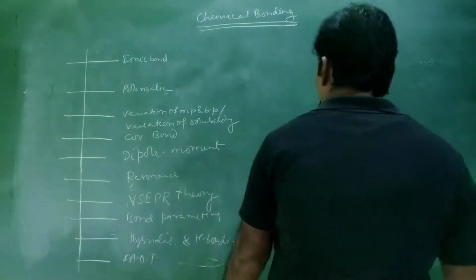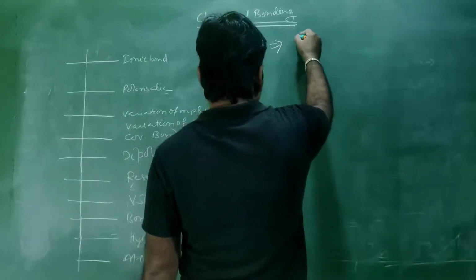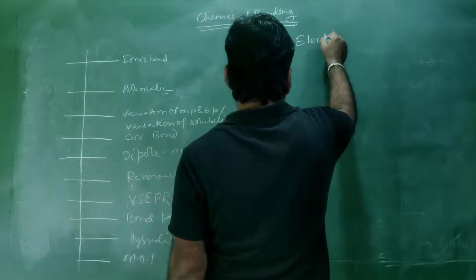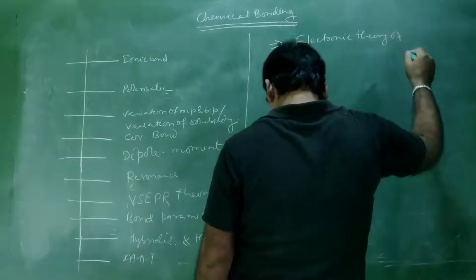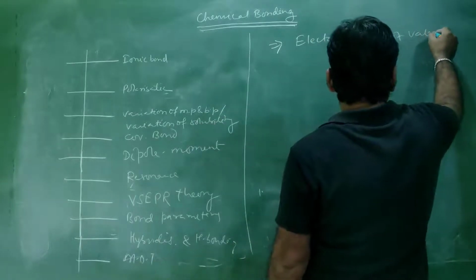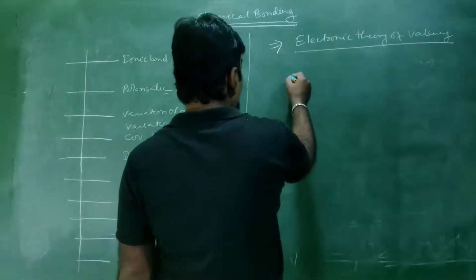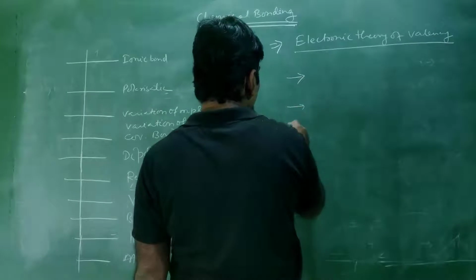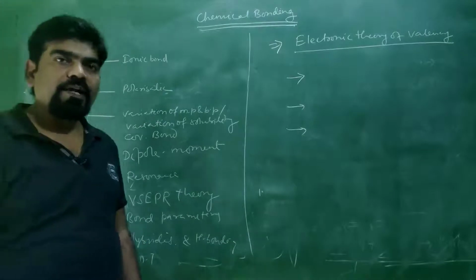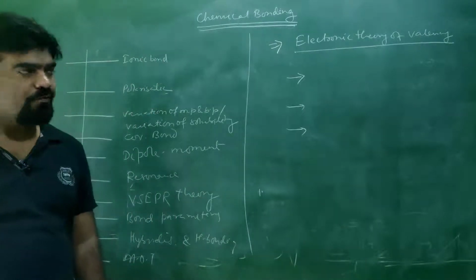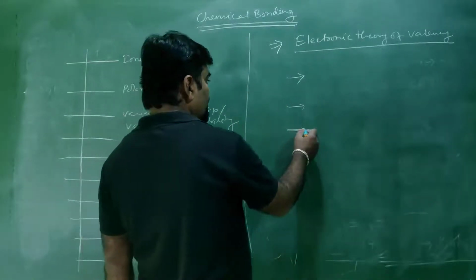So let us start from ionic bond itself. The very first theory was the electronic theory of valency, which was proposed by Lewis and Kossel. According to this, every element will have a tendency to form an ionic bond, covalent bond or coordinate bond, basically three types of bond. Every element will have a tendency to acquire the electronic configuration of an inert gas element, and for this they either undergo loss or gain of electron, or share their electron, or donate a pair of electrons.